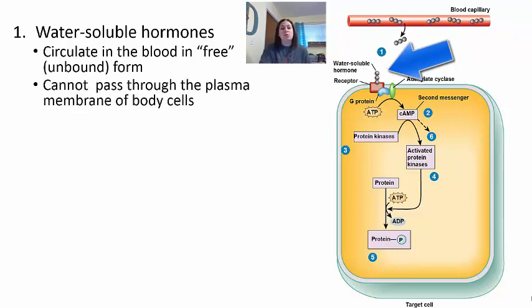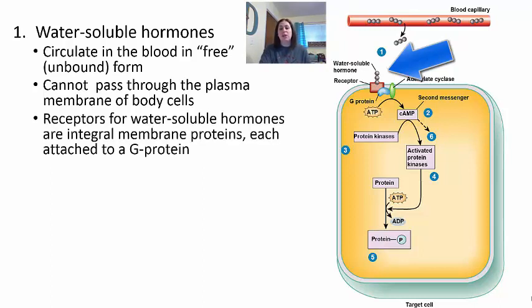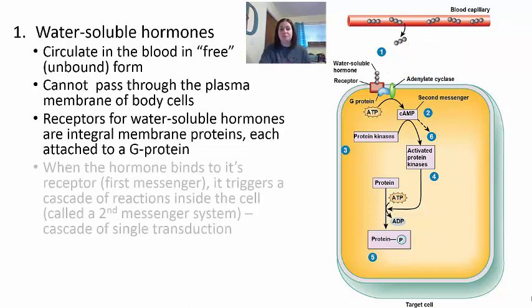They cannot pass through the plasma membrane of the cell. Since they can't gain access into the cell, they have to use a receptor. Receptors for water-soluble hormones are integral proteins, and you can see it here, in the red, also connected to the blue and then the green in the picture. These are also attached to what we call the G protein. The blue there is a G protein.